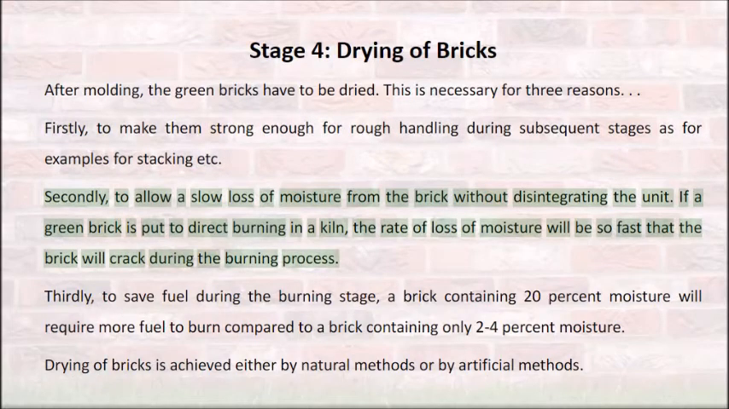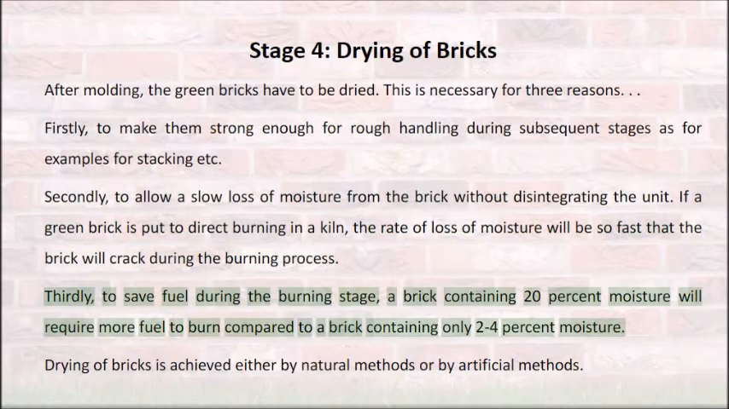Secondly, to allow a slow loss of moisture from the brick without disintegrating the unit. If a green brick is put to direct burning in a kiln, the rate of loss of moisture will be so fast that the brick will crack during the burning process. Thirdly, to save fuel during the burning stage, a brick containing 20% moisture will require more fuel to burn compared to a brick containing only 2 to 4% moisture.